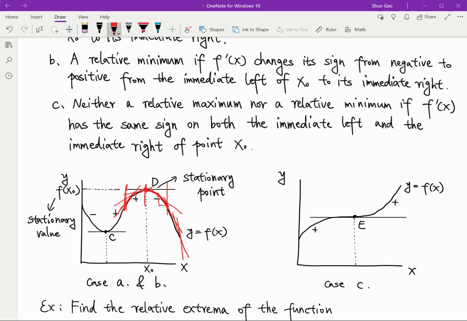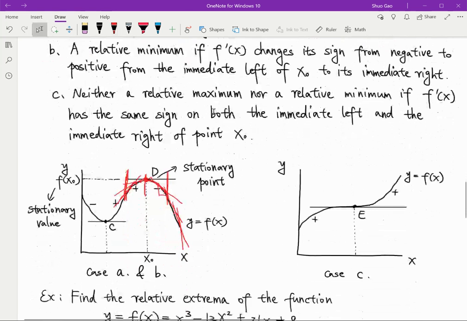So here we're just talking about the immediate neighborhood of the point D. We're not talking about the point C here. We're just talking about a small neighborhood to the left and to the right of D. For the left neighborhood, the slope is a positive number, and to the right, it's a negative number. So in the middle, it has to be 0, right? So when f prime x equals 0, it may indicate that this point is a relative maximum.